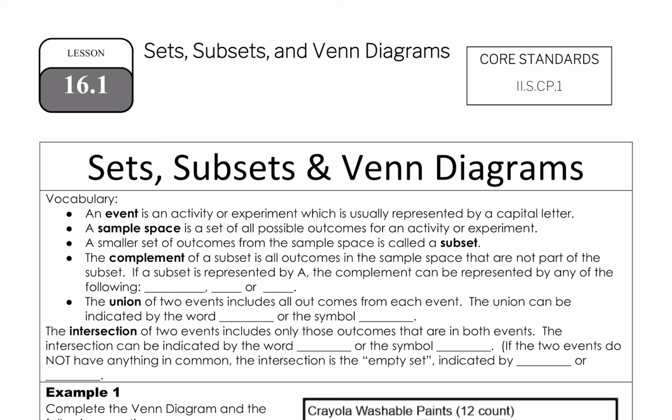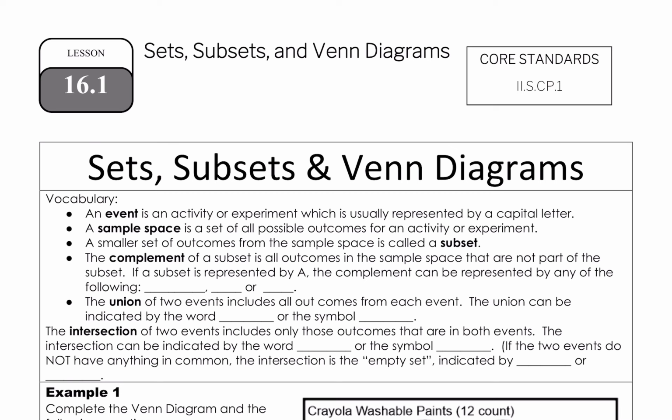So the vocabulary involved with that is: an event is an activity or experiment, which is usually represented by a capital letter. A sample space is the set of all possible outcomes for an activity or an experiment. A smaller set of outcomes from the sample space is called a subset. The sample space is the set of all possible outcomes, but a subset is just smaller, not as many outcomes, handpicked from that sample space. It's a subset, it's smaller.